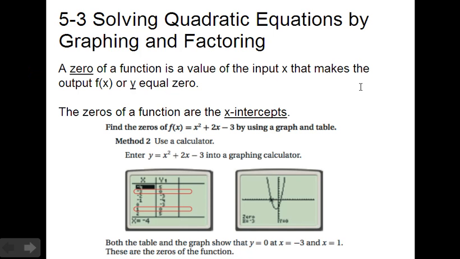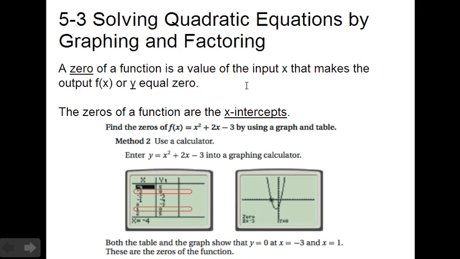First of all, when we talk about solving a quadratic equation, what we're talking about is finding a zero, or what we call the x-intercepts, where the graph crosses the x-axis. Sometimes we call them the roots. Basically, what we're looking for are the x values that will make the quadratic equation equal to 0. So again, these are called zeros, x-intercepts, or roots.